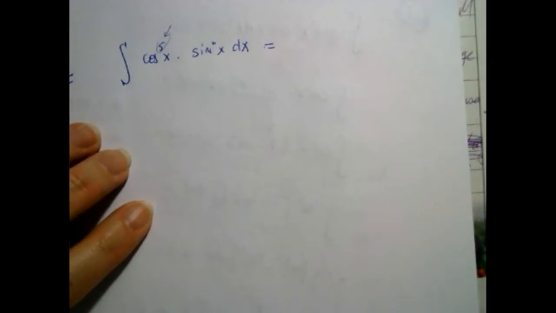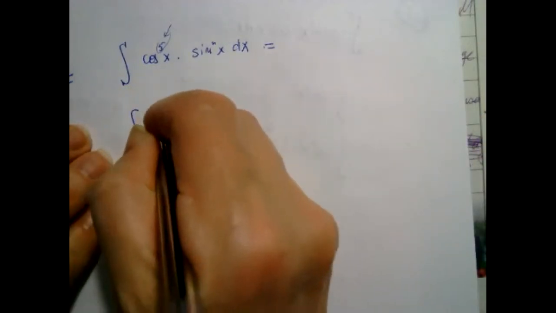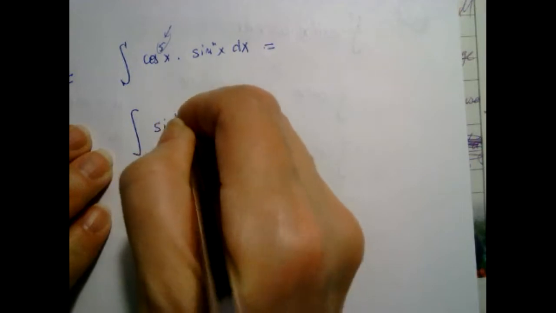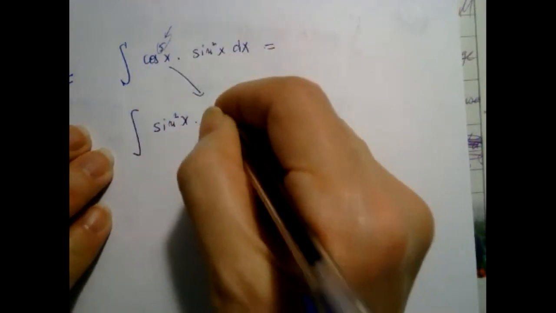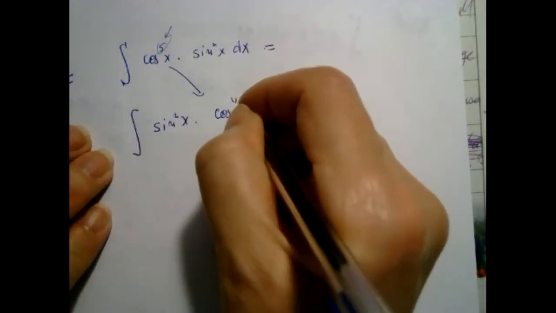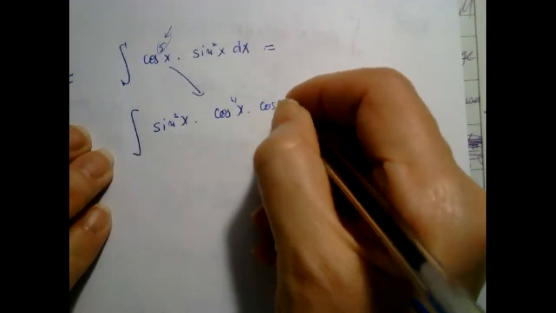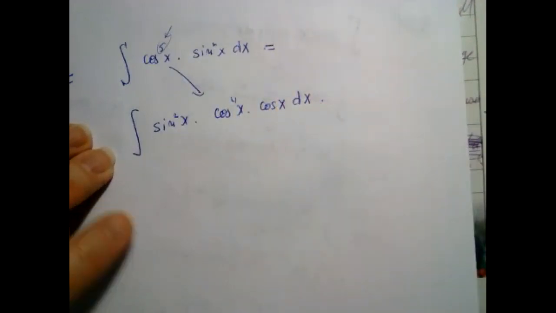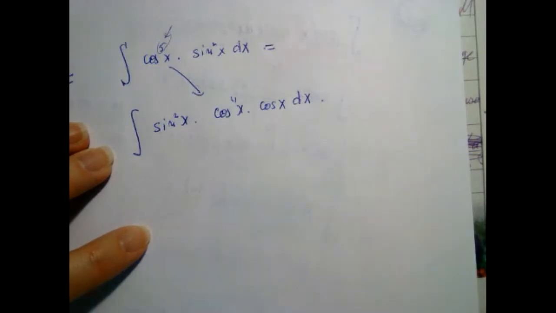Okay, I split the odd power. So it's going to give me, I rewrite it this way, and I split this one: cosine to the fourth of x, cosine x dx. Okay, we're going to split that.